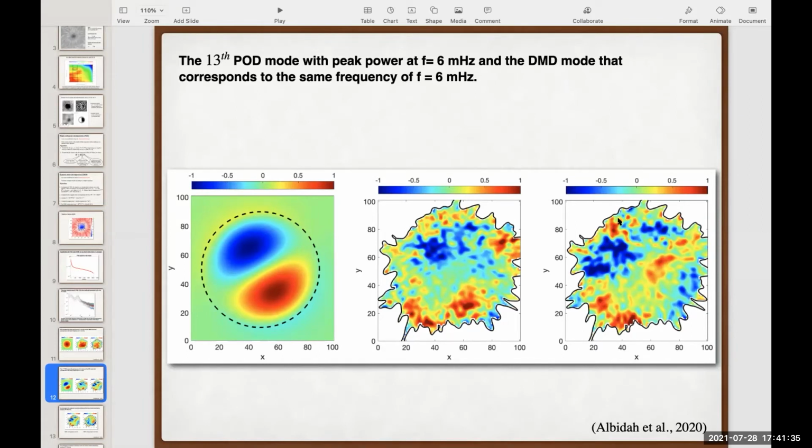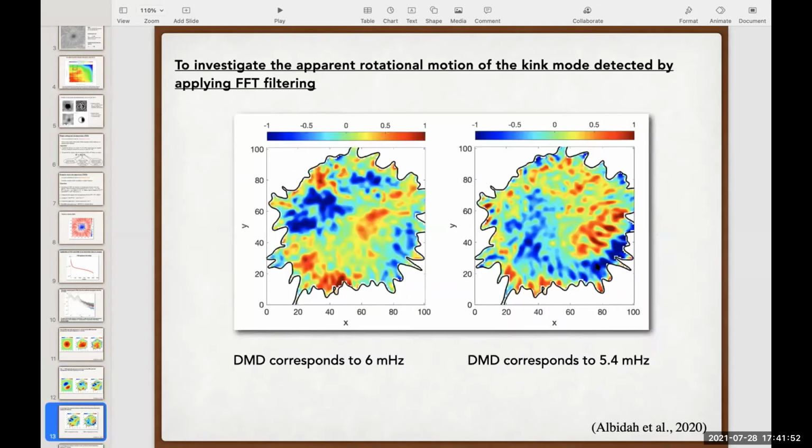But now we need to recover the rotation. So now we have just the mode, and we need to recover the rotation of the fundamental kink as obtained by the Fourier filtering. One way to get the rotation is to take two DMD modes that are close to each other in frequency and also orthogonal to each other in their spatial structure.